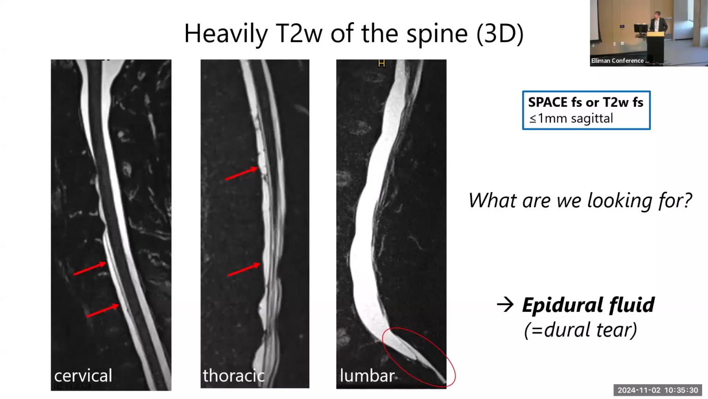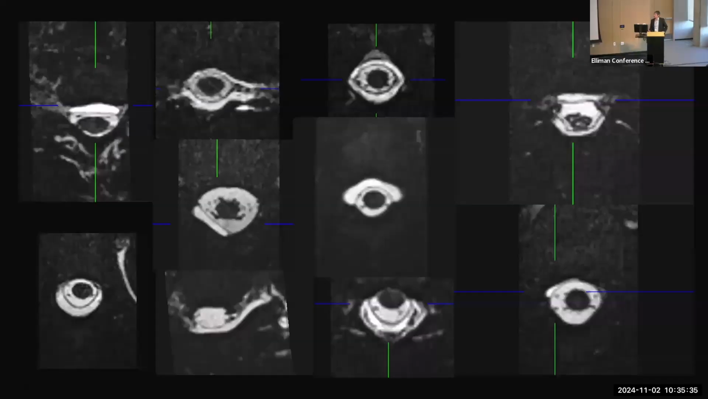If we do not find this, we may consider a CSF venous fistula. And this is an example of some images, and these are very helpful, very sensitive. We can even see the dura surrounded by the epidural fluid. We can see very small amounts of epidural fluid, and of course, we can exclude epidural fluid with these sequences.